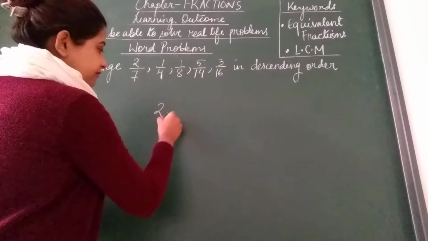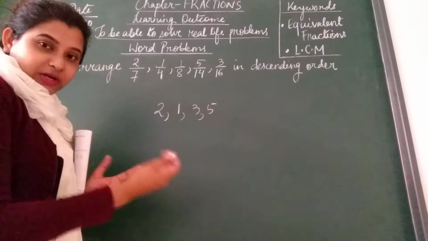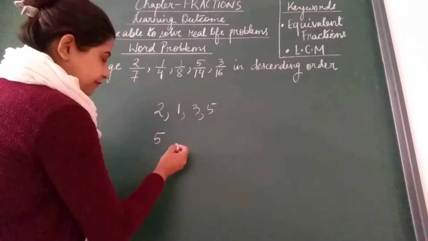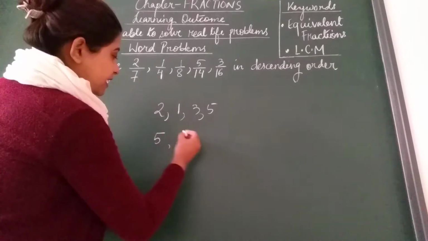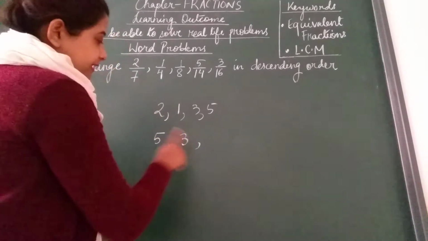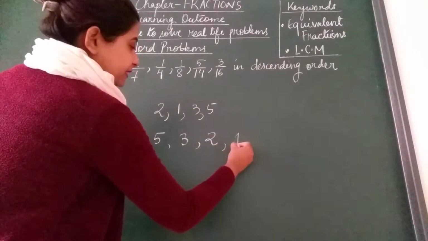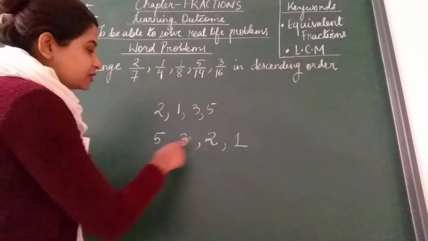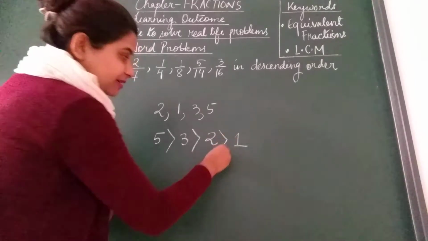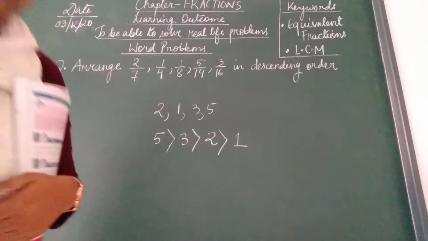Say we have these numbers. How are we going to arrange them? First we will take the larger one, that is 5. After 5 we have 3. So 3 is smaller than 5, but it is larger than 2. And 2 is larger than, finally, 1. So instead of the commas here, we are going to put the greater than sign. Alright. Now how do we do this for fractions?